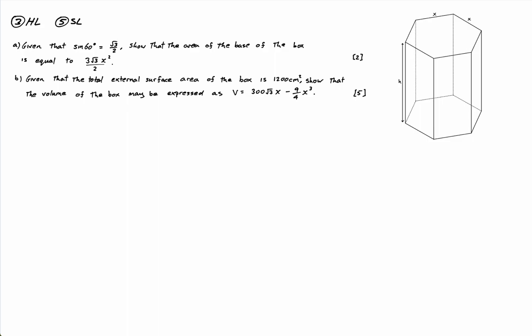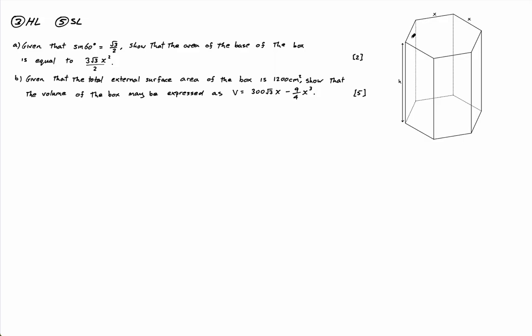Okay, so last question for SL and, well, only the third question for HL. And this is probably the hardest question on the SL paper. Certainly the part B here is tricky. So this is a chocolate box and it's a hexagonal prism and it's a regular hexagon.